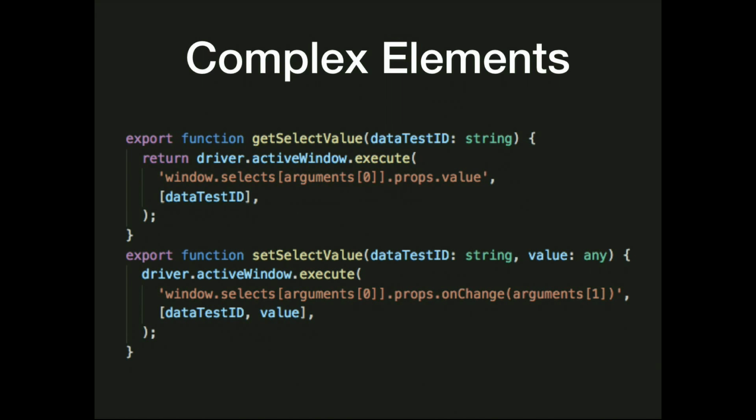So for example, if we're using something like React Select with this approach, we can have a getSelectValue that takes the ID of the select we want to get the value of, and then we can return the result of running this code in the remote environment. So we can just get hold of that select, the actual raw React select class, and then get access to props.value within that. And then when we come to set the value, we can just call onChange remotely. And this takes away all of the complexity of trying to deal with that select element.